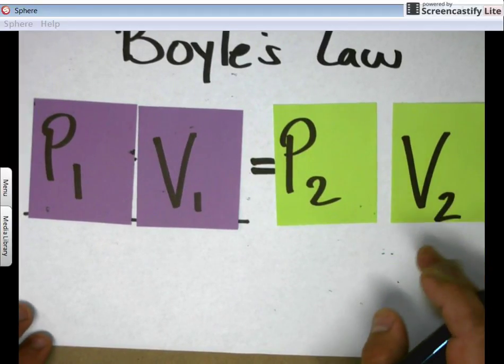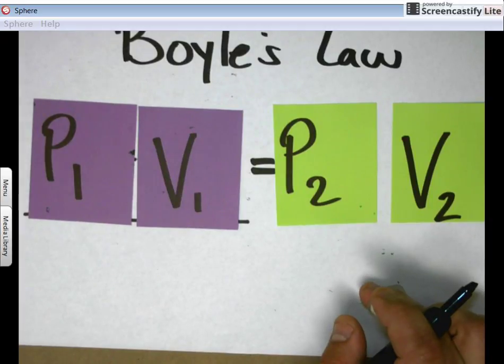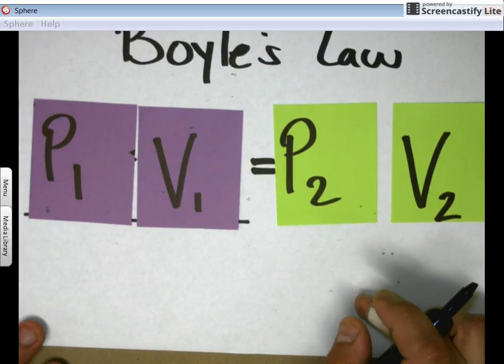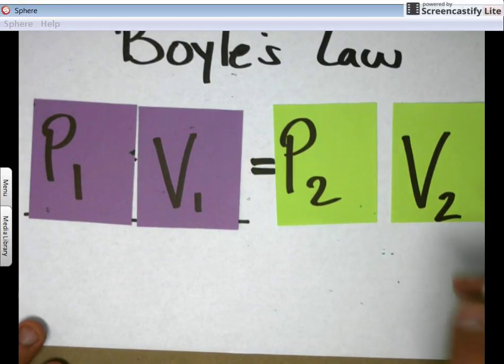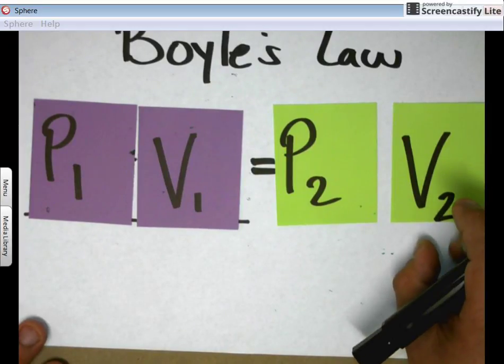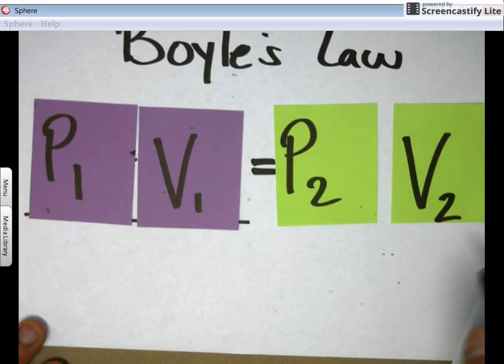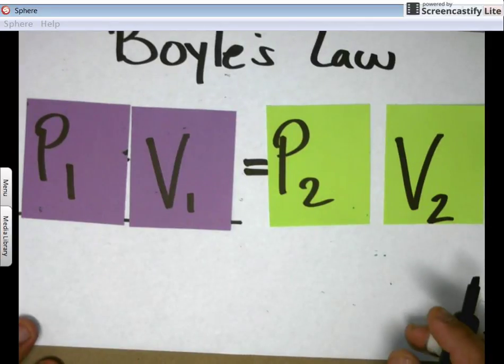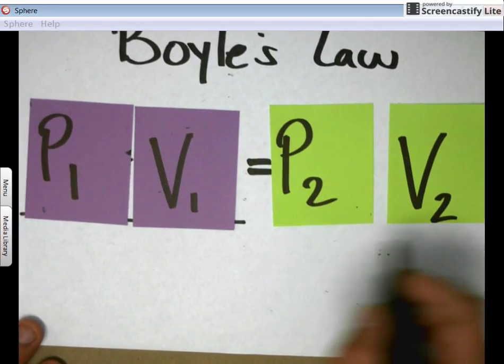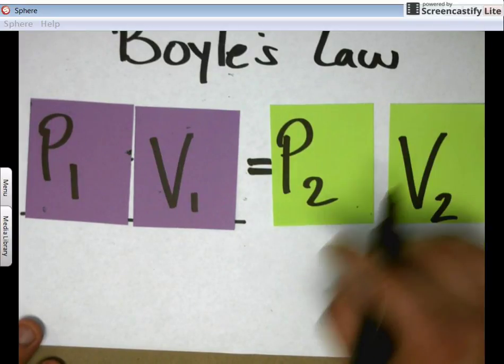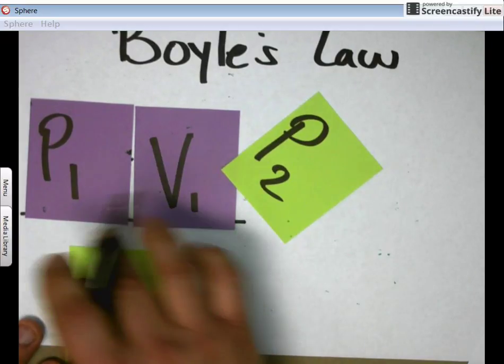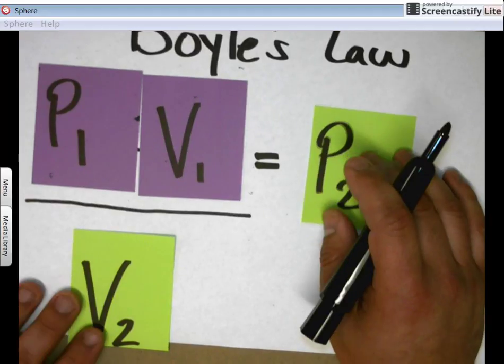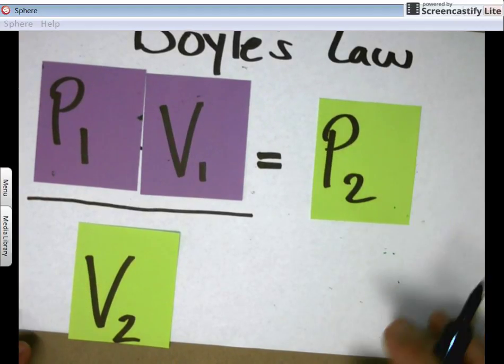So what do I have to do to get rid of V2 to get P2 by itself? It's your algebra. Basically, I got to divide both sides by what? By V2, right? So if I divide this side by V2, it gets rid of V2. I do the same thing over here, and now I've got my equation that's going to solve for P2.